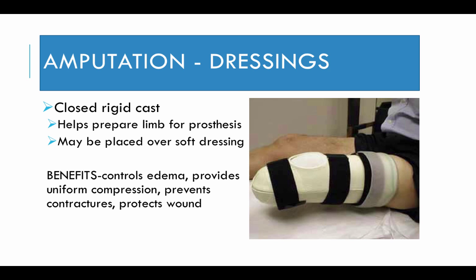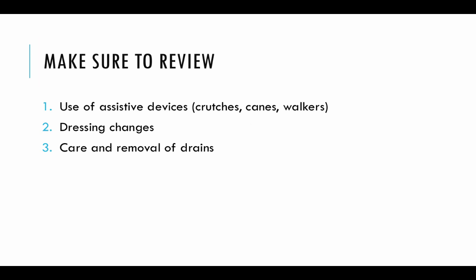Remember, when we talk about any kind of surgical procedure, you have to monitor neurovascular status, you have to monitor for DVTs, pulmonary function, pain, and you have to monitor them for bleeding. Those are all normal post-operative considerations. Okay. Make sure that you review the use of assistive devices, crutches, canes, and walkers that you learned about in 320, dressing changes, and care and removal of drains. You may see that on the test for musculoskeletal. And that is the end of the musculoskeletal system.